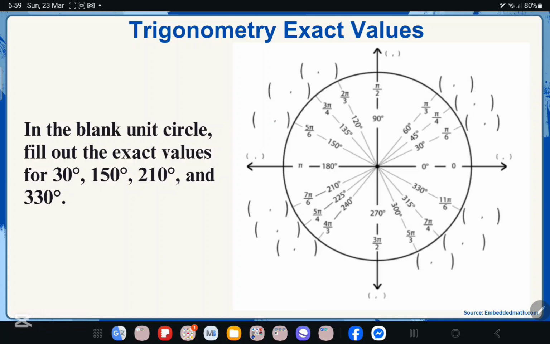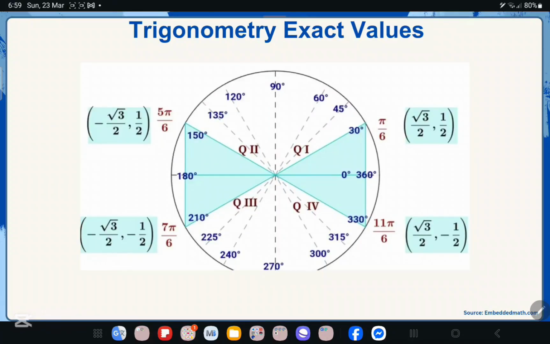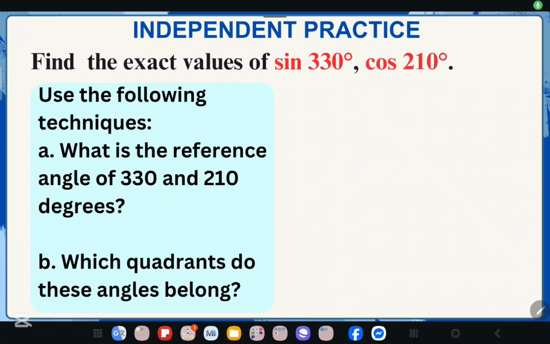Let us now check your understanding by filling out the exact values for 30, 150, 210, and 330 degrees. Go ahead, pause the video, and answer the question. Let's see if your answers are correct. There you go. So, for independent practice, let us find the exact values of sine 330 degrees and cosine 210 degrees. You may use the techniques shown to identify the exact values without using the unit circle.